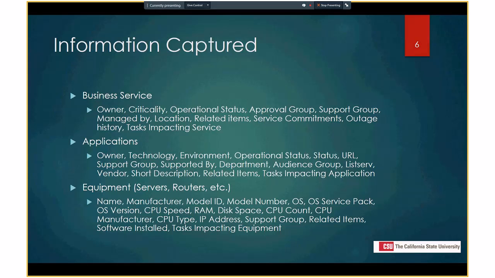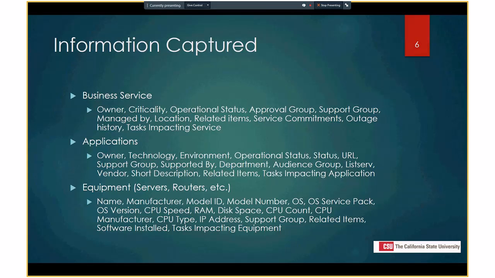The issue that we had with our BMC Discovery is we were not getting the disk space for our virtual servers. So we are actually moving away from BMC Discovery now. We're going to use Altiris. Altiris is now able to discover the data center equipment, be it servers or routers. So we're moving to that. That's part of our 2.0 direction.